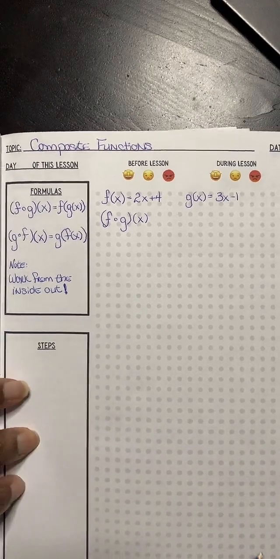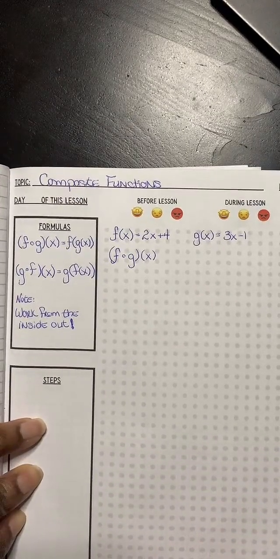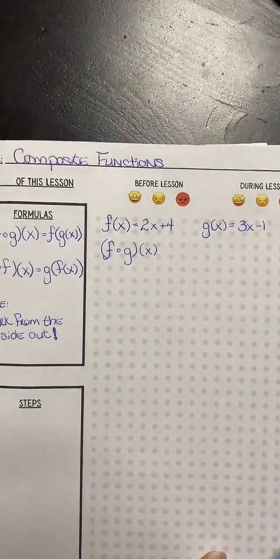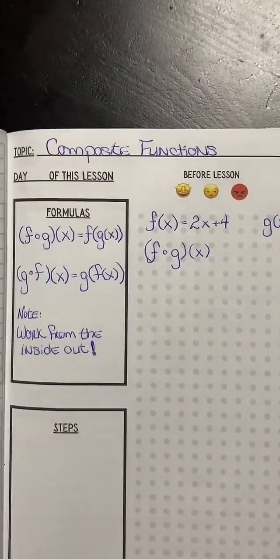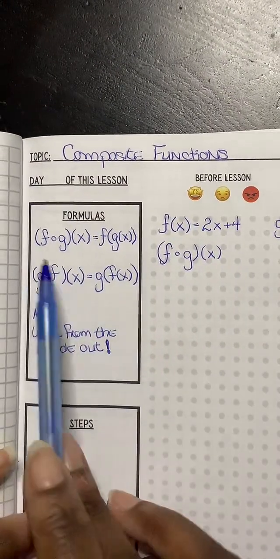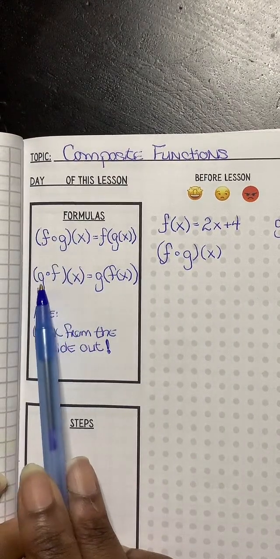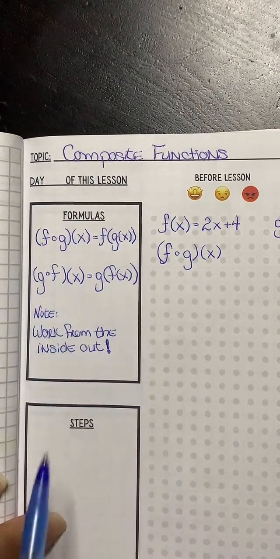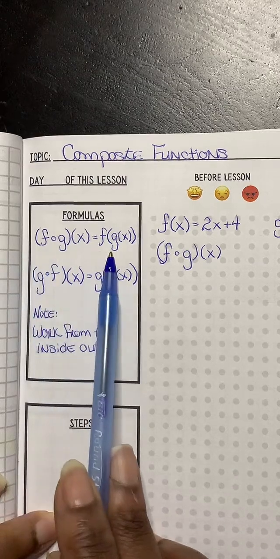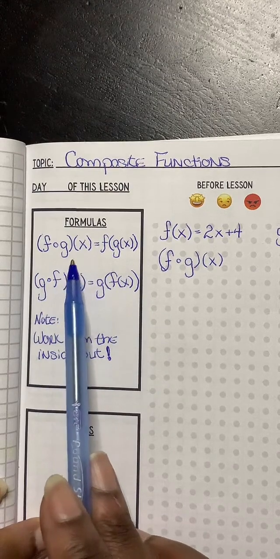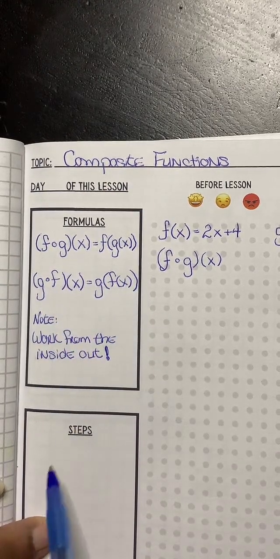Okay, so with composite functions, we basically have two types. So if we take a look, we have what's called the FOG, F of G, and GOF, G of F. So what's happening when you have composite functions is that you have a function within a function.